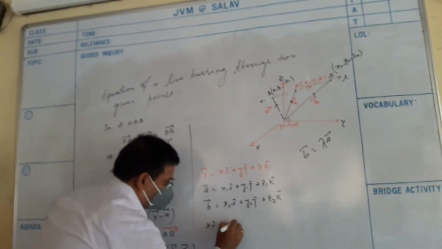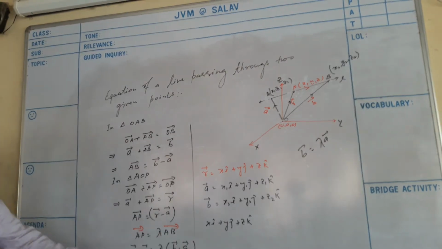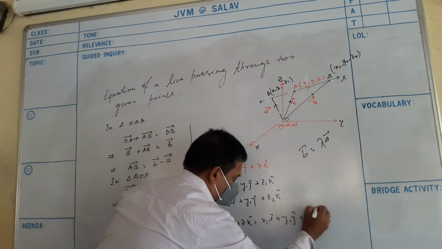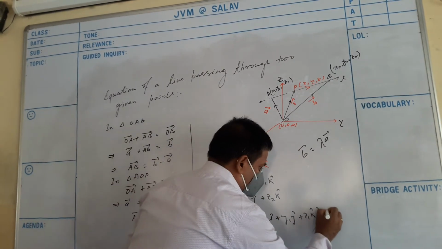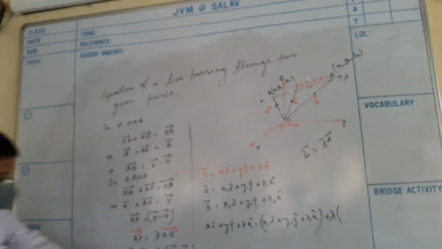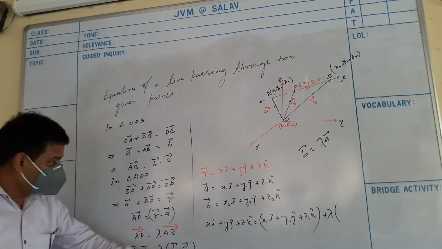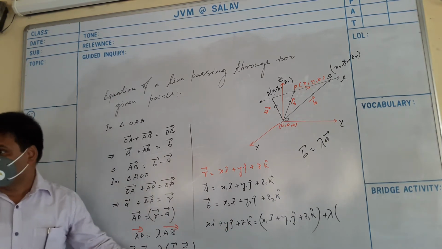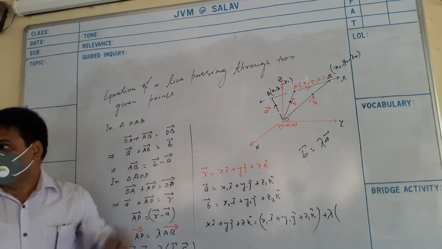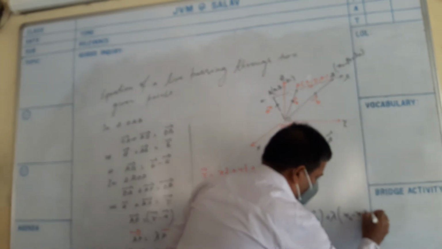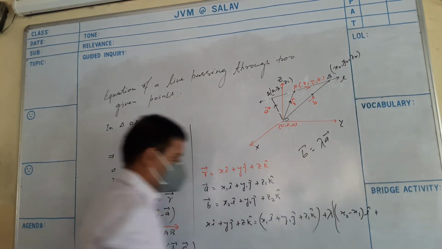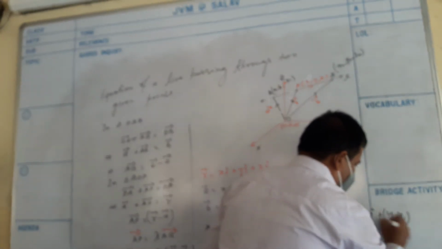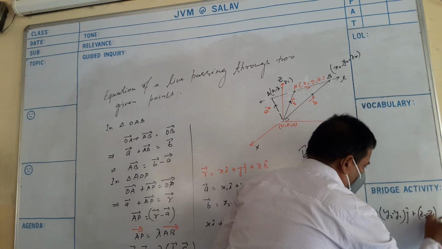xi, yj and zk. Vector R is equal to x1i, y1j, z1k plus lambda times vector B minus A. I am directly writing B minus A: x2 minus x1 i, plus y2 minus y1 j, and z2 minus z1 k.